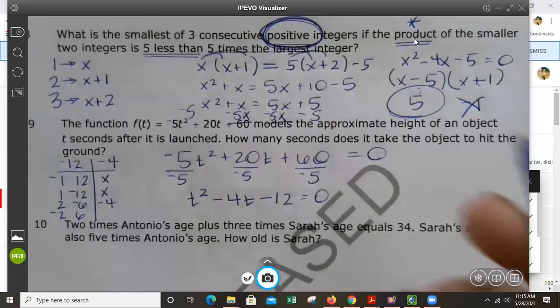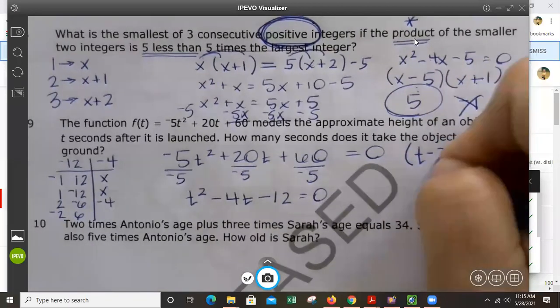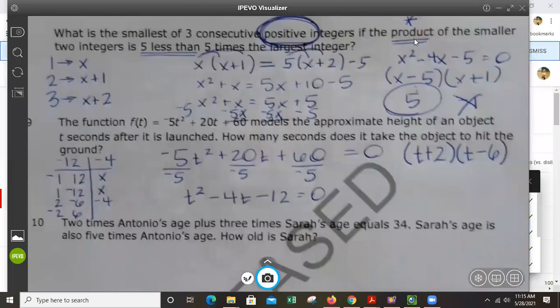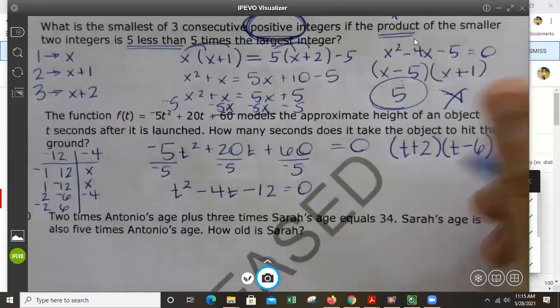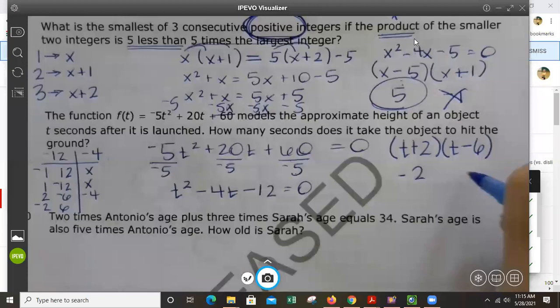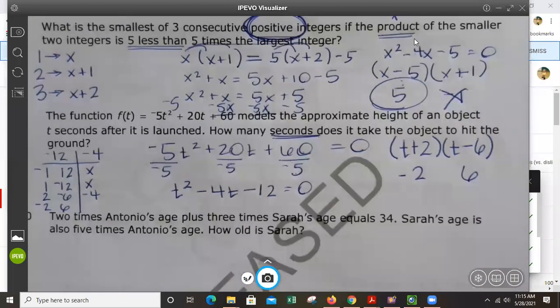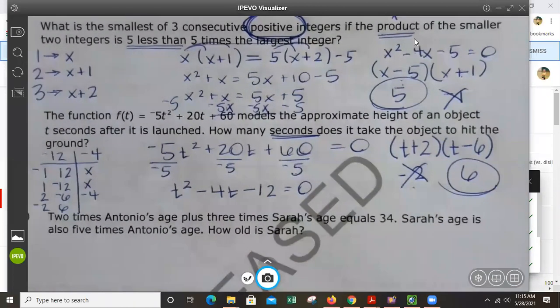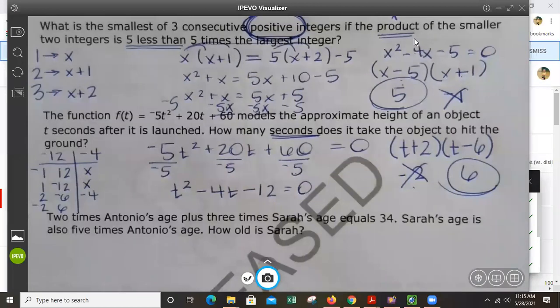So our two factors are t minus 2, I'm sorry, t plus 2 and t minus 6. What are my two answers? Negative 2 and positive 6. We're talking about seconds. Can we have negative seconds? Nope. So our answer is 6. Watch what they ask for.